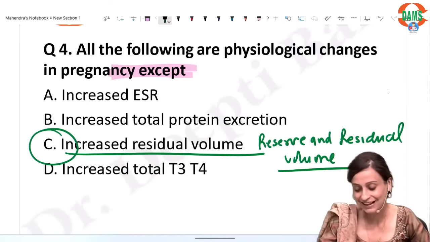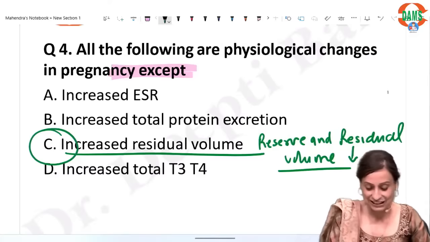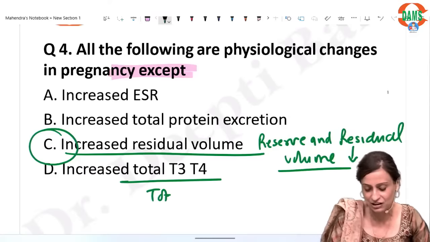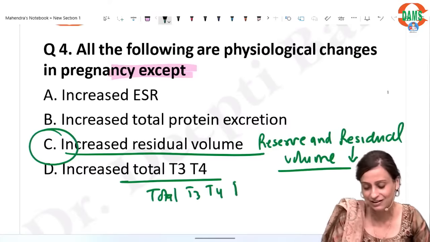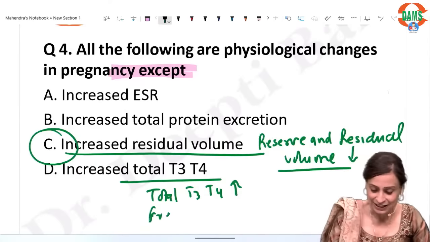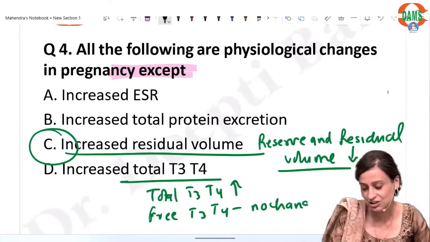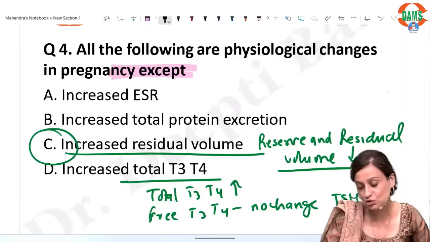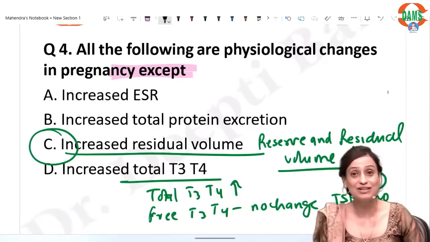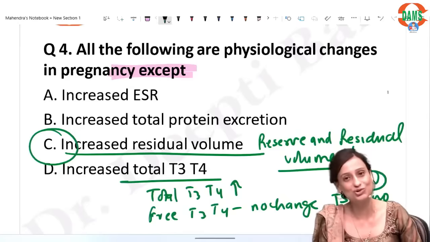Okay, they decrease, right? Why are you answering it as D? Total T3 and T4, definitely they increase. Which one shows no change? Yes, it is free T3 and T4 that shows no change. And TSH also shows no change. It remains normal, right? So please remember, total T3, T4 do increase. The free forms show no change.